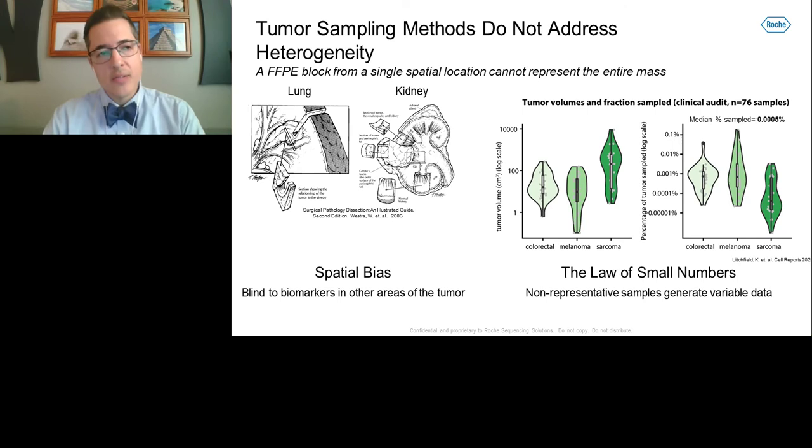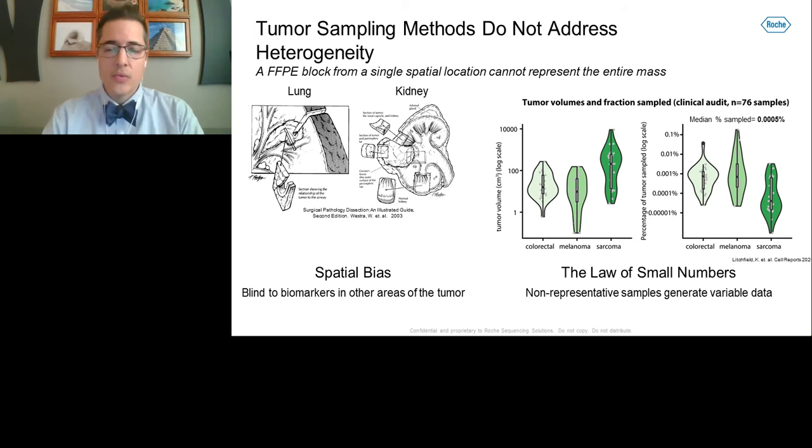However, a single sample cannot capture the diversity of the entire tumor mass. This is very well demonstrated in the literature, both from Charles Swanton, Samra, and our work. The challenge that we have is that spatial bias, taking a single sample from one area, leaves you blind to biomarkers that are present throughout the rest of the tumor. This is also described as clonal illusion.